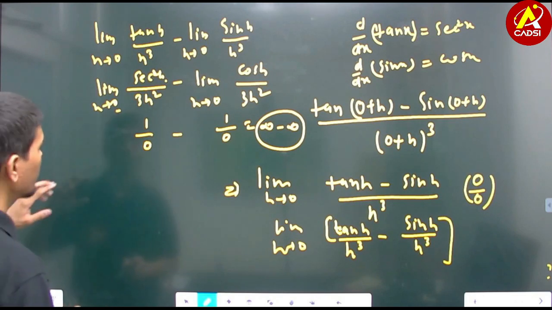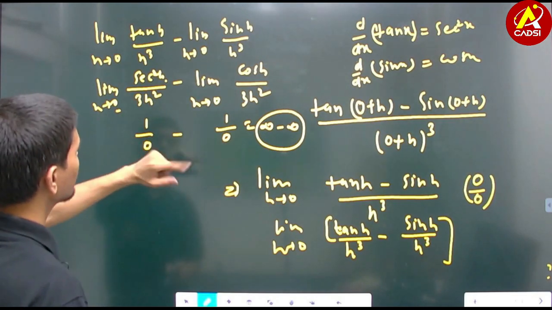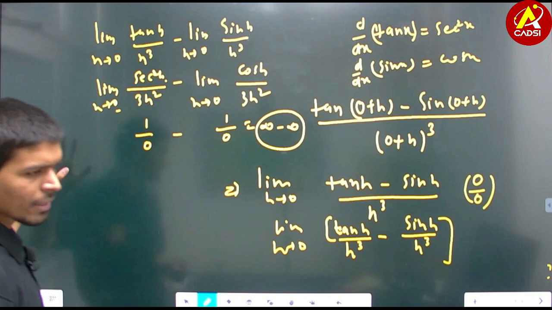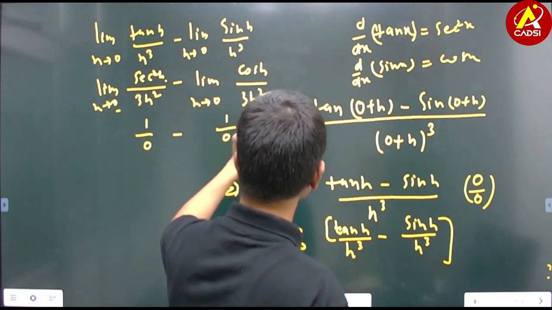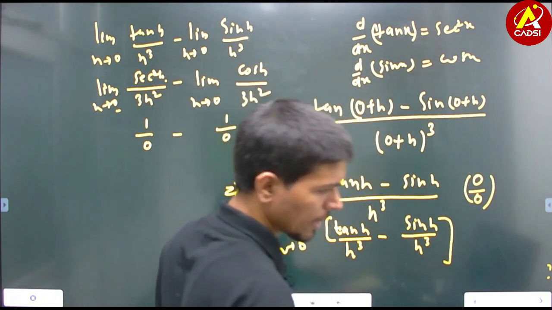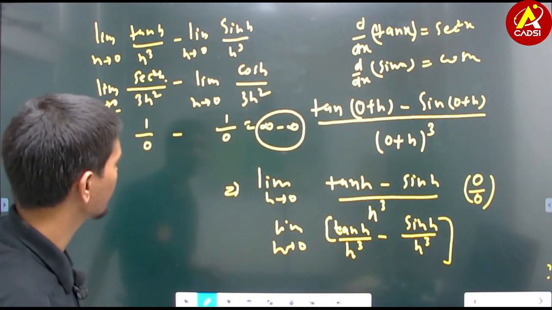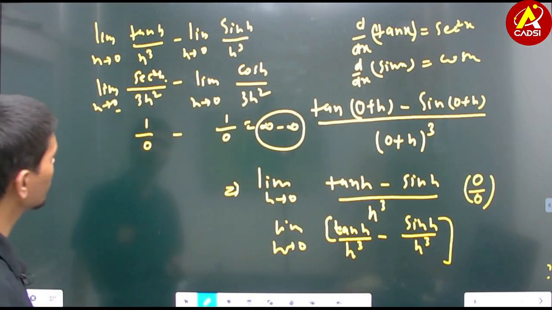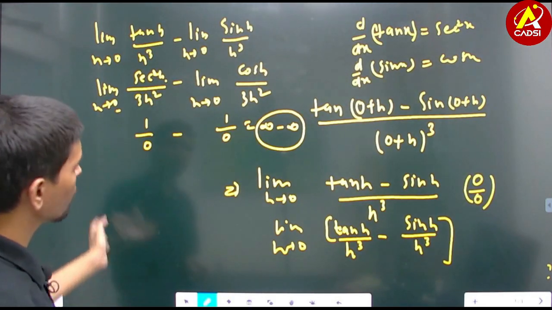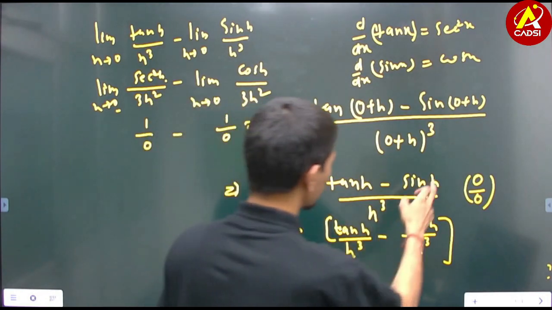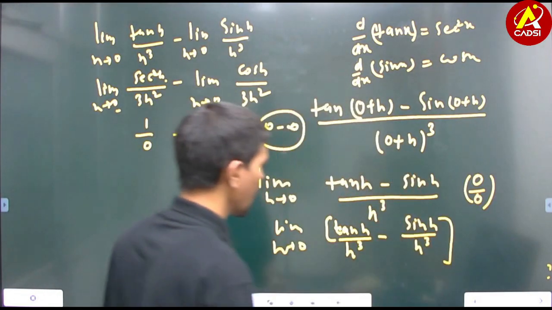So then here infinity minus infinity is another indeterminate form. How can we solve this form? Because 1 upon 0 is infinity, minus infinity. So we can use only this, okay.